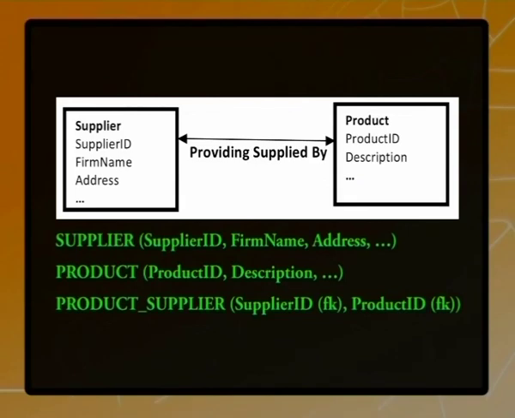For example, suppose we have two entity types, supplier and product, having a many to many relationship. So their relational mapping will consist of three relations, one for each entity type, supplier and product, and one for the relationship type named product underscore supplier. The product underscore supplier relation has the primary keys of the relations supplier and product as foreign keys.